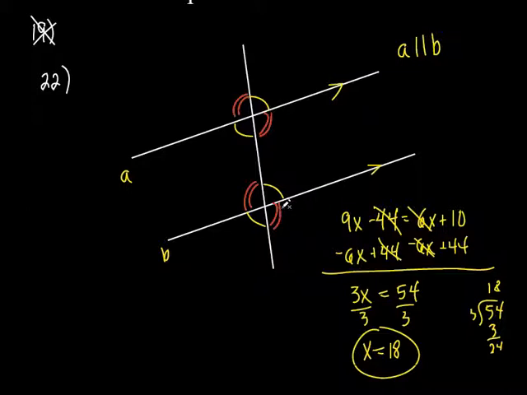All right? Now, you will have a problem earlier in the test that will say, you know, what's the relationship between these angles? And you have to say alternate interior. You got to say corresponding. You got to say consecutive interior. What's that?